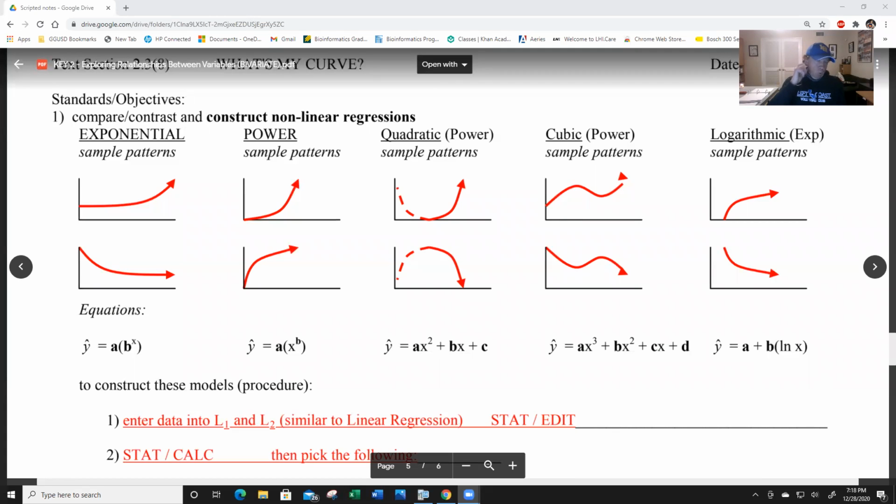All right, this is What's My Curve? This is JV Statistics. This is section 2.3. It's actually chapter 8 in the JV Stats book. We are doing, amazingly, a one-day lesson on non-linear regression. Can you imagine what non-linear encompasses?